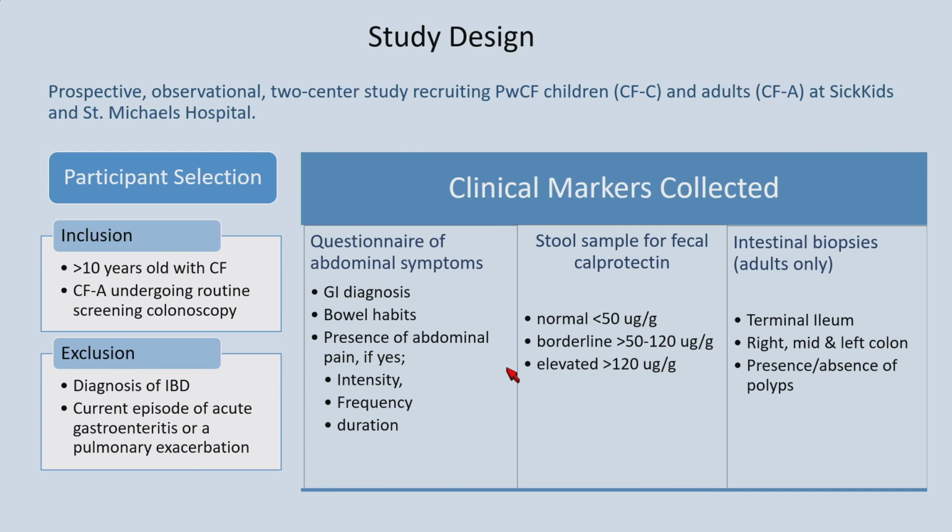We asked participants to complete a questionnaire of abdominal symptoms, which included history of GI conditions, bowel habit, presence of abdominal pain, and if yes, the characteristics. We asked participants to provide a stool sample for fecal calprotectin analysis. In addition, for the adult participants who were undergoing routine colonoscopy, we collected biopsies from 4 areas: terminal ileum, right, mid, and left colon. We also noted the presence of any lesions during colonoscopy.